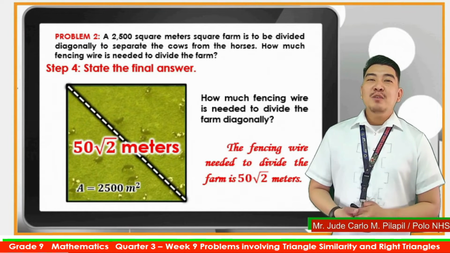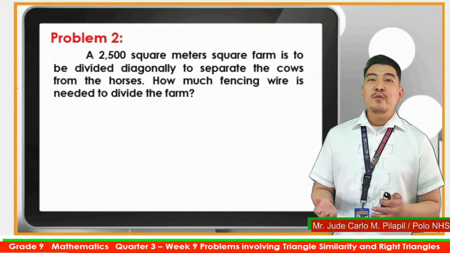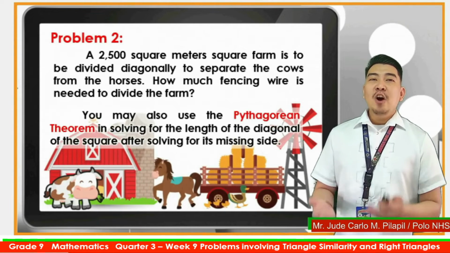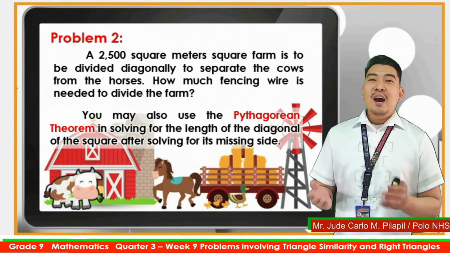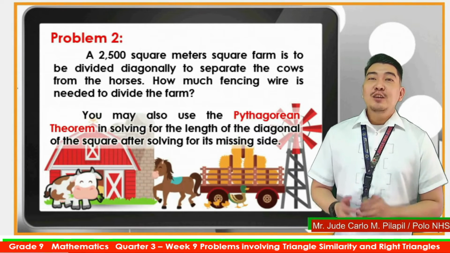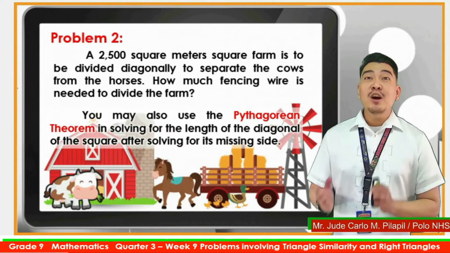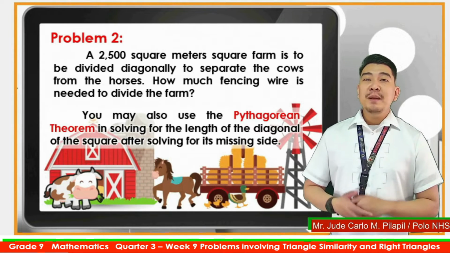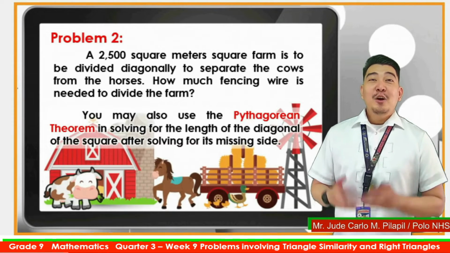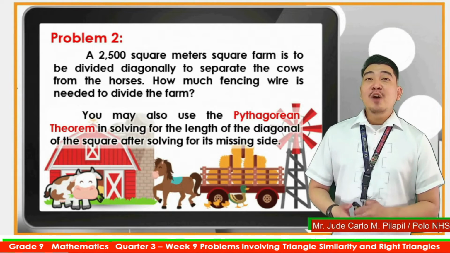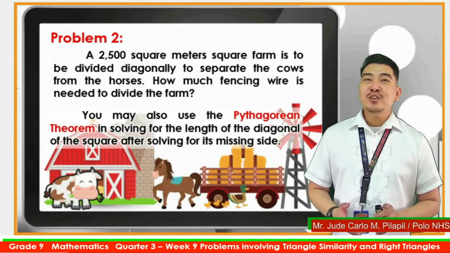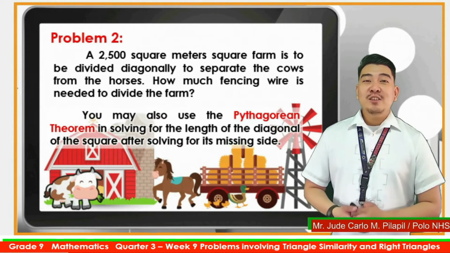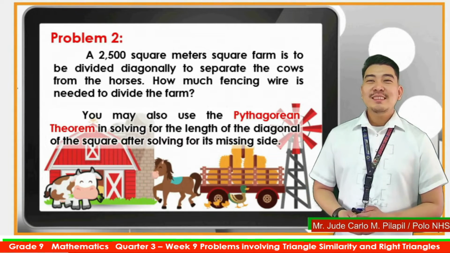This problem about finding the diagonal of the square farm given its area can also be solved using the Pythagorean theorem. After solving for the missing side using the formula in getting the area of the square, proceed with the Pythagorean theorem. Remember that the sides of a square have equal measurements, which will have the same measures as the legs of the isosceles right triangle.